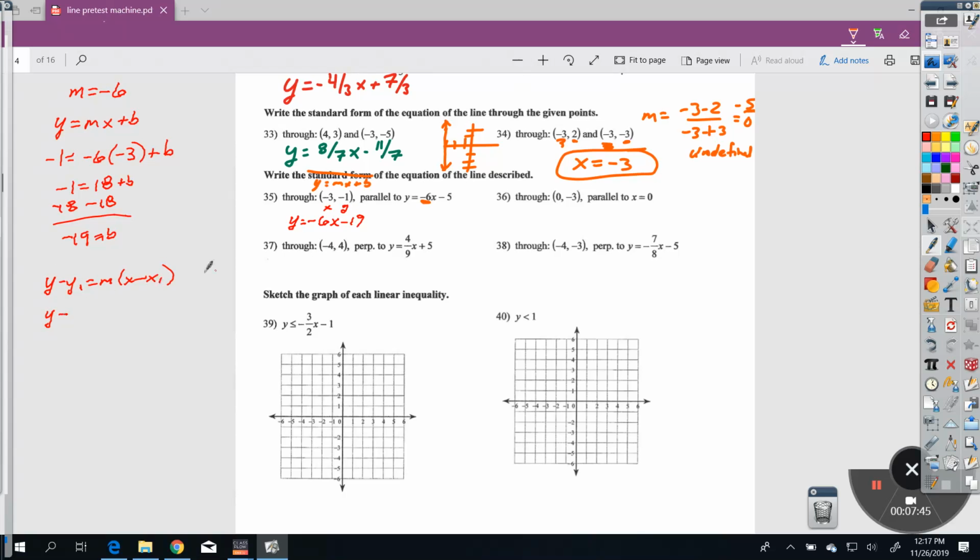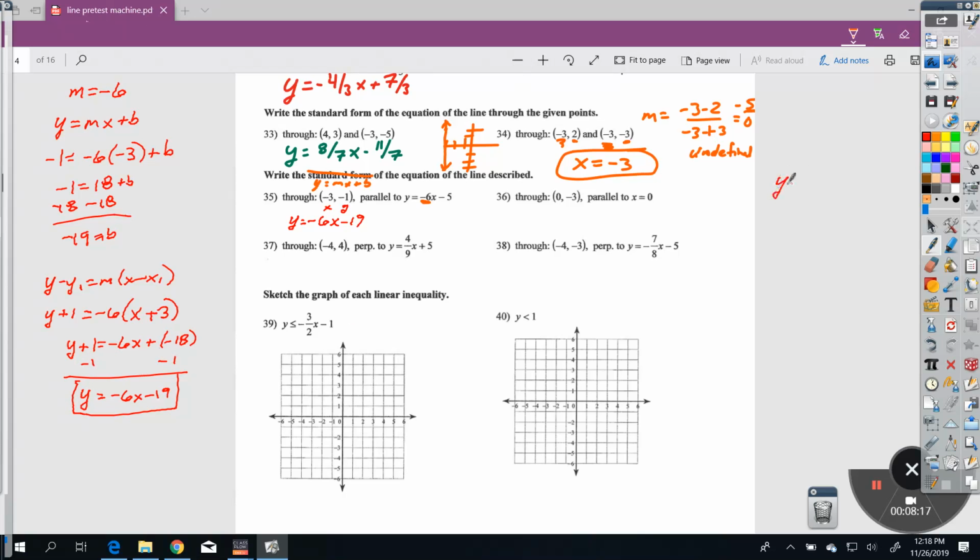So y minus y1, so y minus a minus 1, which makes plus 1, equals the slope, which we said is negative 6, times x minus x1. So minus a minus 3 turns into a plus 3. So y plus 1 equals negative 6x plus a negative 18, minus the 1. Y equals negative 6x minus 19.